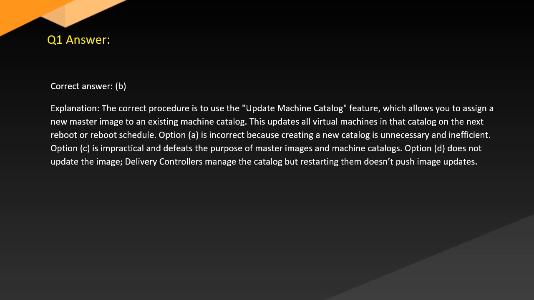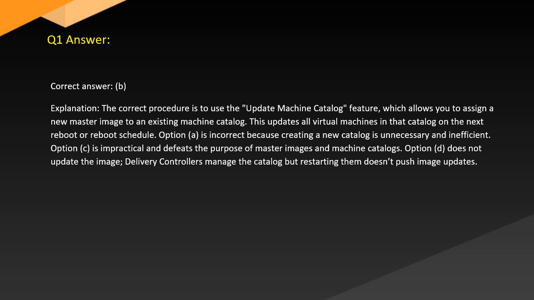Answer. Correct answer: B. Explanation. The correct procedure is to use the Update Machine Catalog feature, which allows you to assign a new master image to an existing machine catalog. This updates all virtual machines in that catalog on the next reboot or reboot schedule.